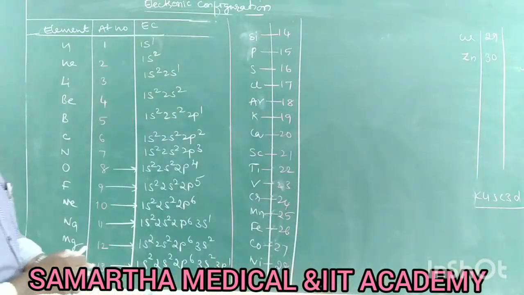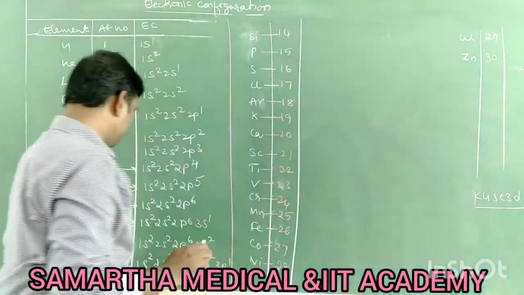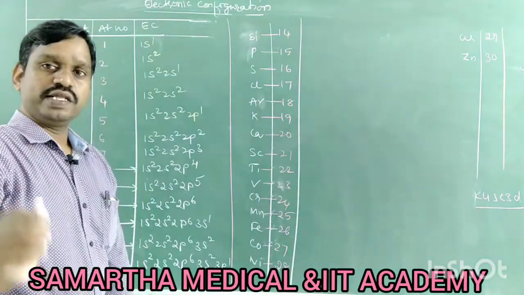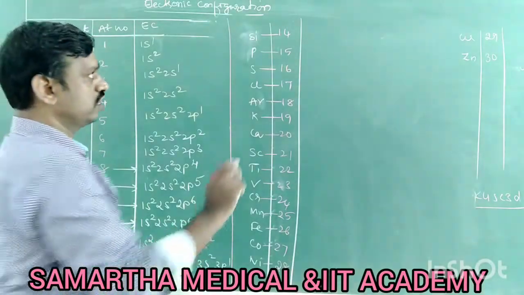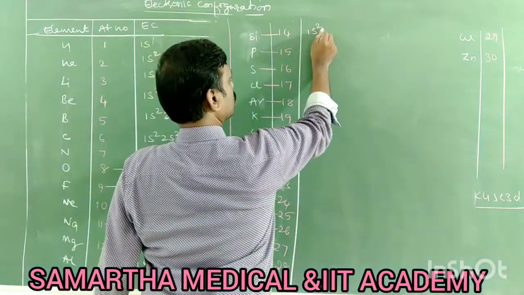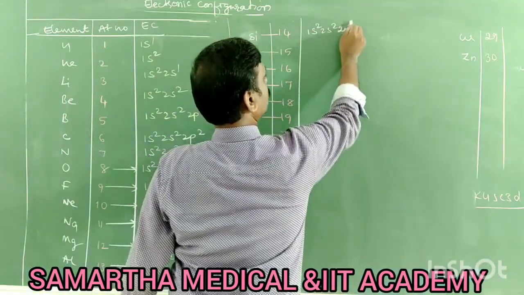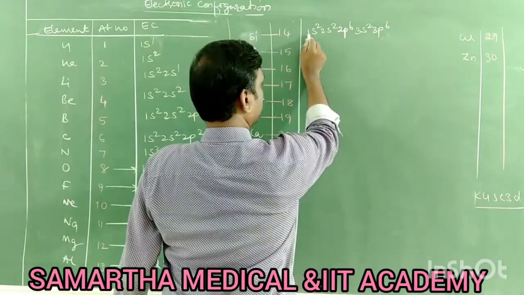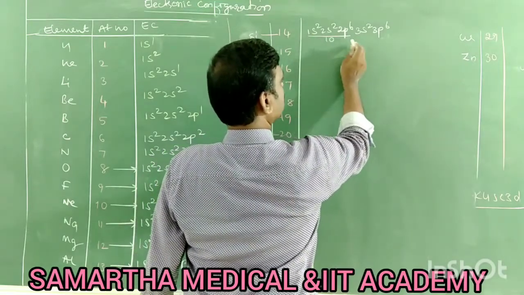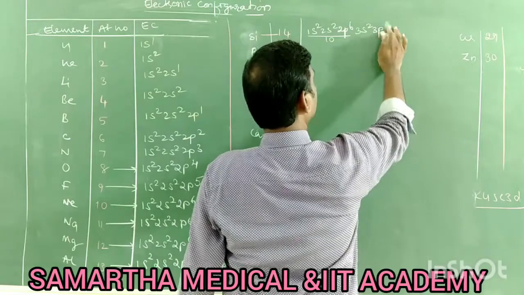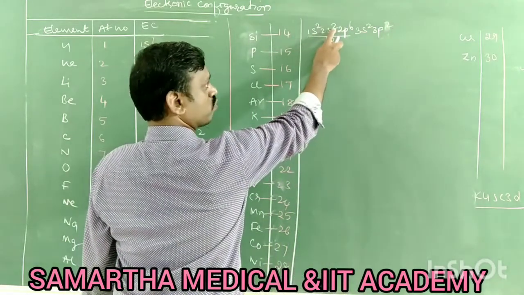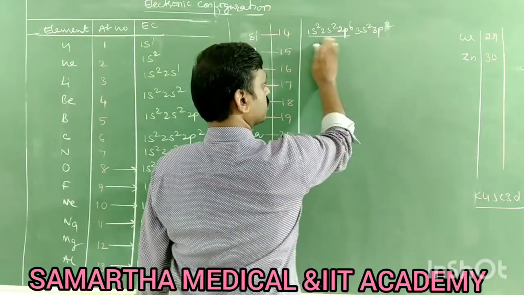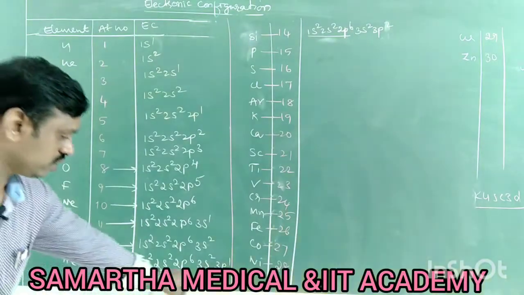Now tell me, till here is over, no? Aluminium is over. Next, silicon. Silicon has 14 electrons. Then how to fill all 14 electrons in silicon? It is very simple. 1s2, 2s2, 2p6, 3s2. Till here it is 12 electrons, 2 plus 2, 4, 4 plus 6, 10, 10 plus 2, 12, 12 plus 2, 14. That is 3p2. 3p1, 3p2.